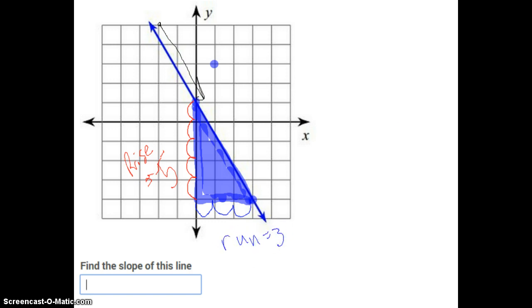Okay, so now I'm ready to answer for the slope. The slope is -5, that's the rise, divided by 3. And that cannot be simplified.